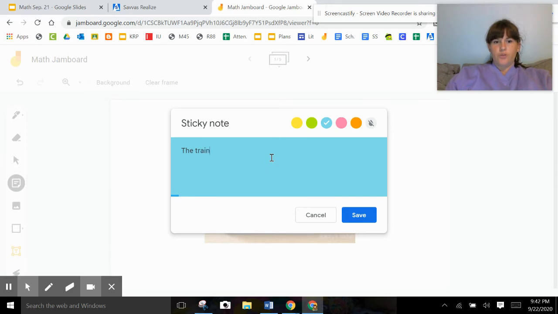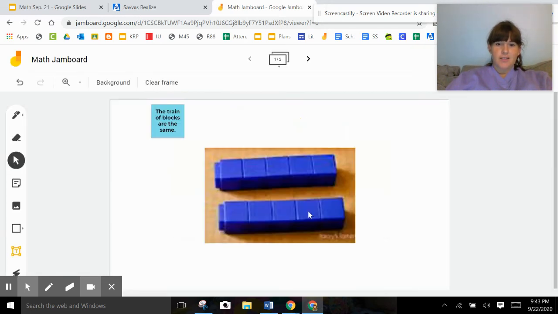The train of blocks are the same. Good. So if the train of blocks are both the same, they have the same number on top and the same number on the bottom, what does that mean? Take a look at that. It's got the same number on top and the same number on the bottom. That means they are two even groups. So what does that tell you about the number?